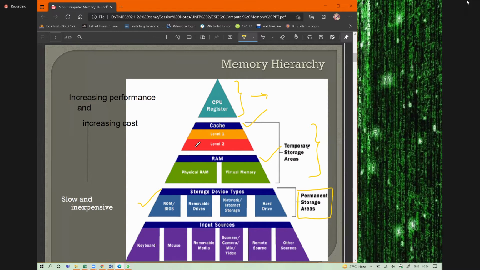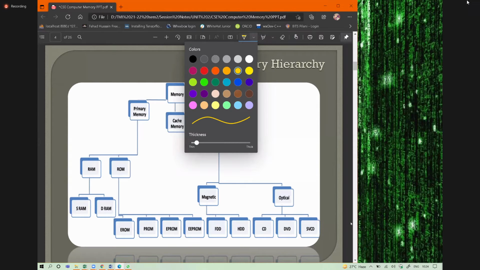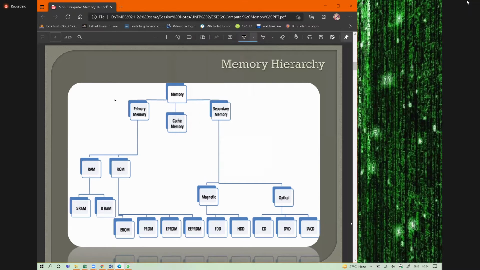Okay. So let us see one by one now. Let us see the tree diagram of that one, how this is being classified. So memory is classified into the following categories. Here, memory is divided into primary memory and secondary memory. Here in between we are having cache memory. Sometimes cache memory is termed as primary memory only, but we are just classifying it further.